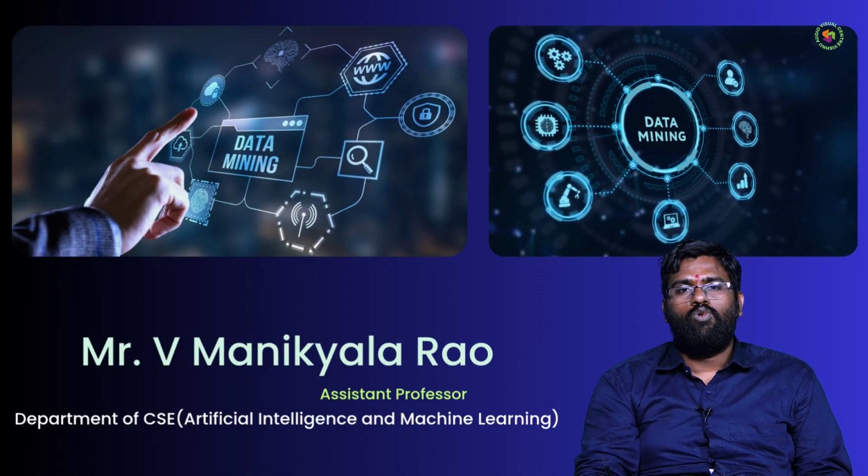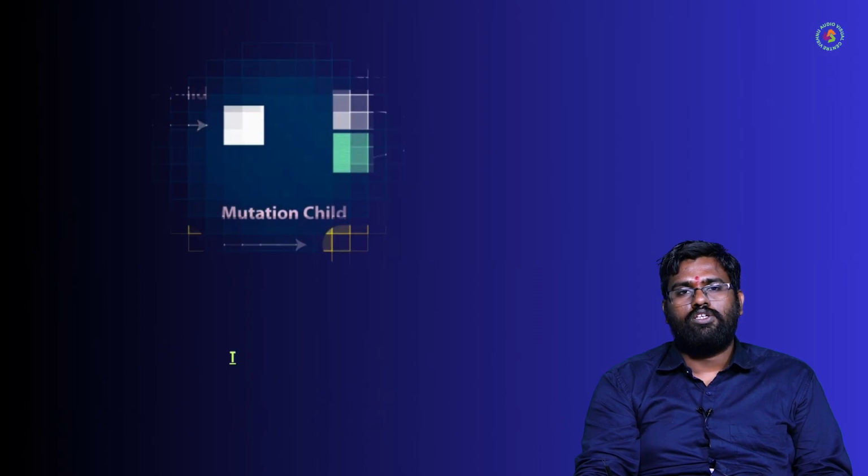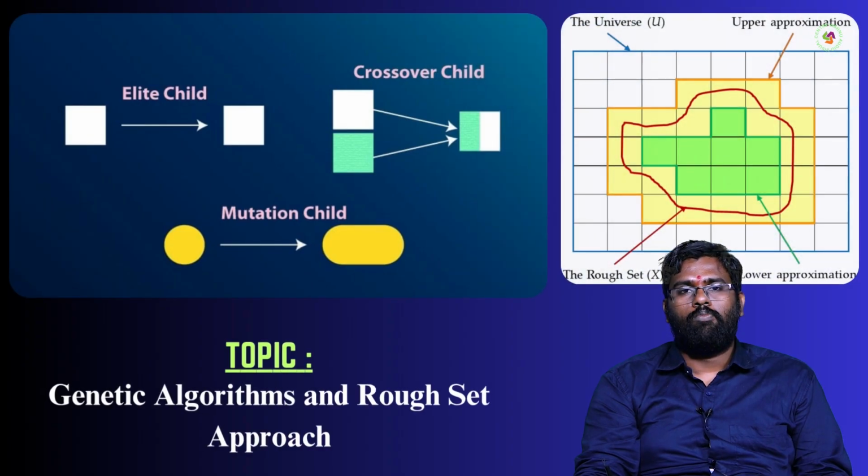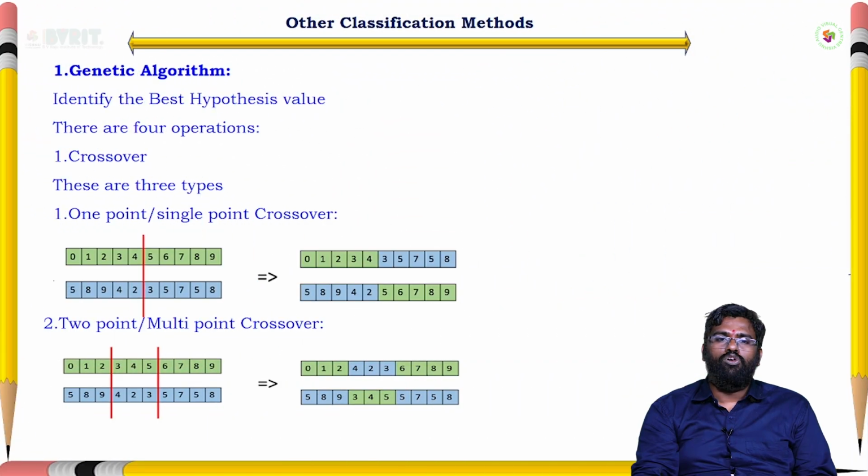So today we want to discuss the other classification methods used in data mining, that is, the genetic algorithm and the offset approach. Coming to the first one, what is the genetic algorithm? Mainly, the motive of the genetic algorithm is to identify the best hypothesis value for the given variables. And here we have a collection of genes, called chromosomes.